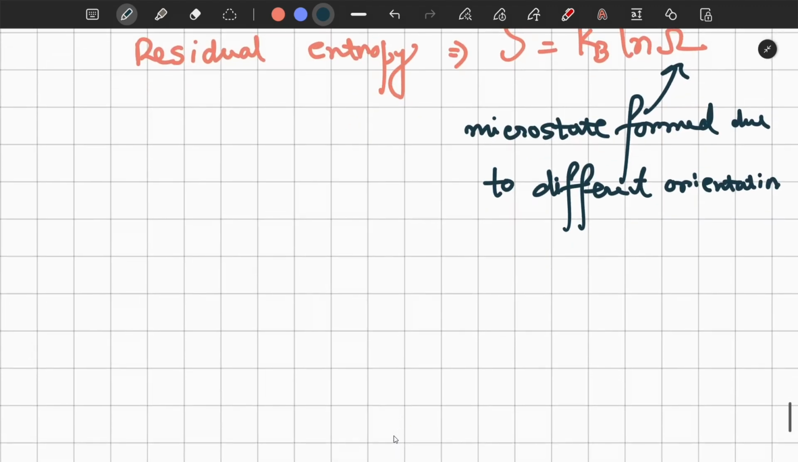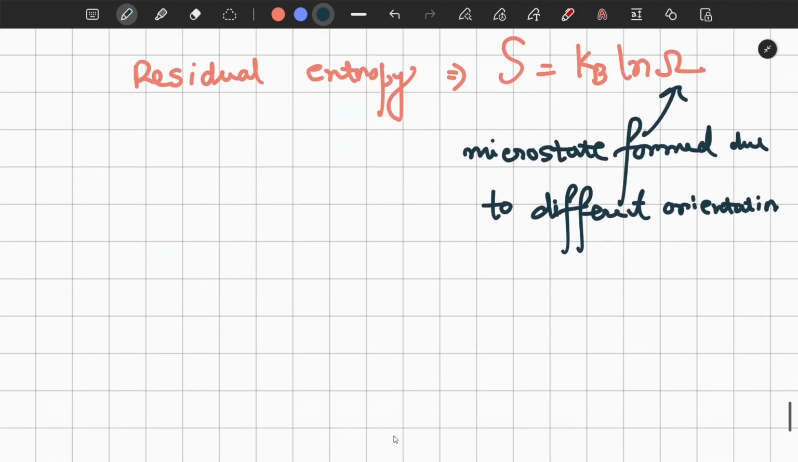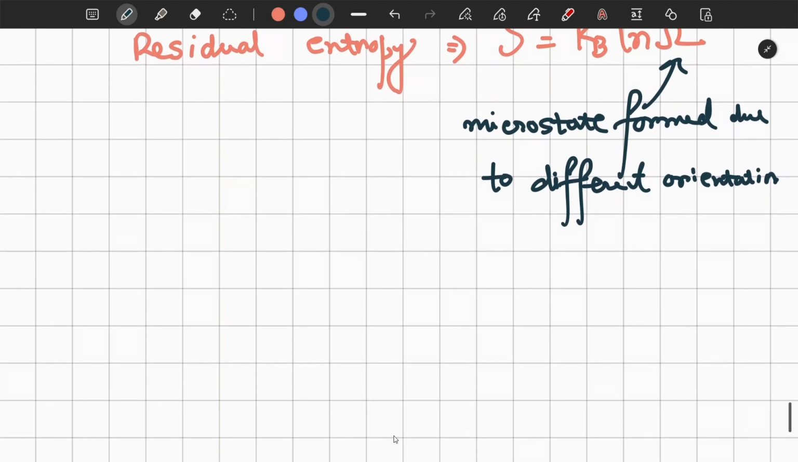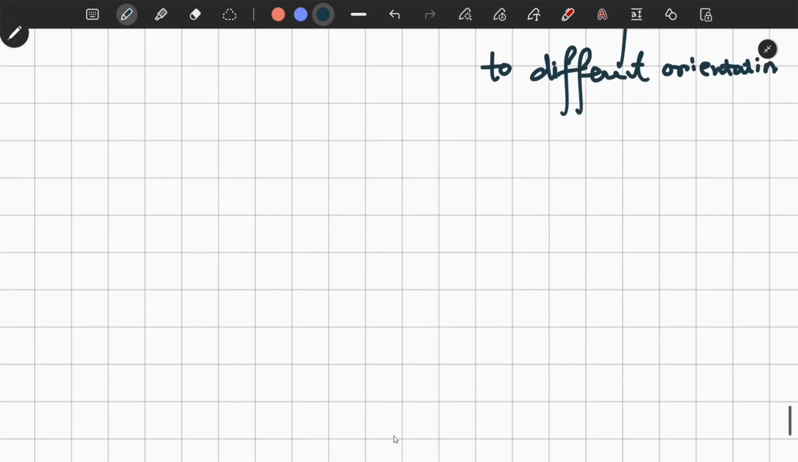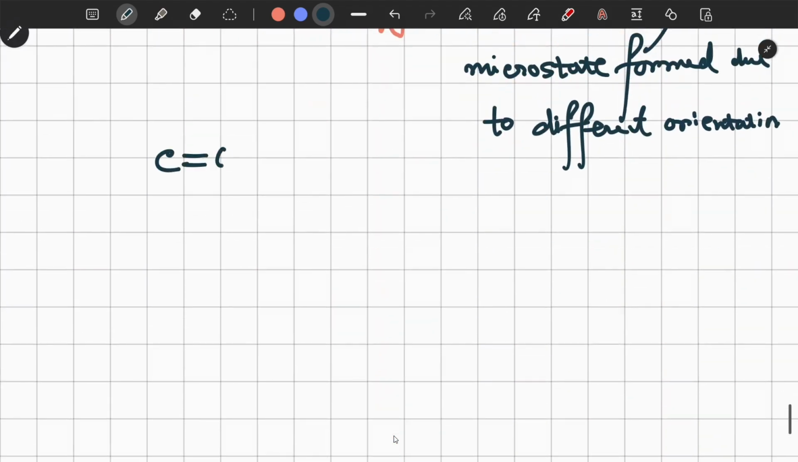So should we solve some example? Do you remember? For carbon monoxide, yes, it is easy. For carbon monoxide, there are two orientations, right? Carbon monoxide may be this way or this way. These two orientations are there. Sorry, triple bond.